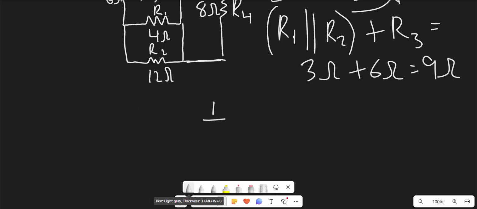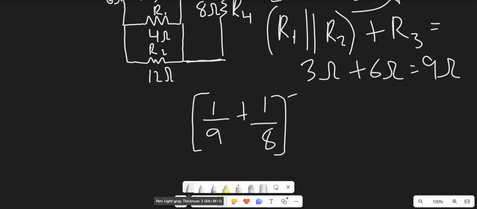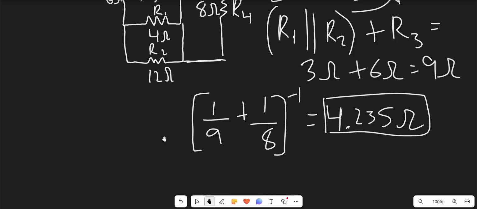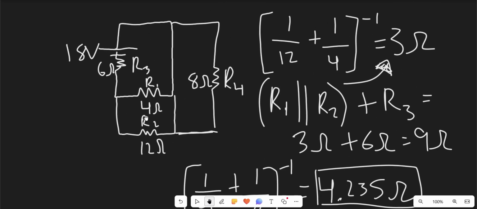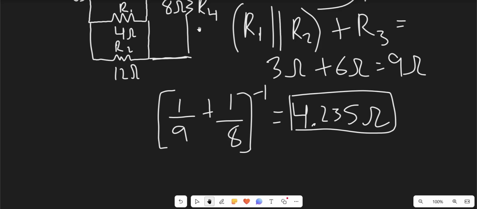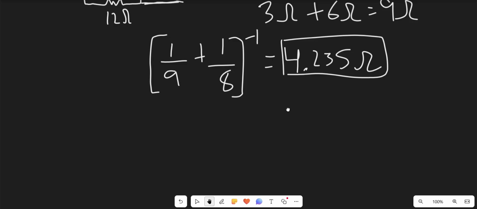So it's going to be 1 over 9 plus 1 over 8, raised to the minus 1 power, and that's going to give us approximately 4.235 ohms. So that's our total resistance in this parallel and series combination circuit. As you notice, as we added more resistors in parallel, the total resistance actually went down, because we had some pretty high value resistance like the 12 ohm resistor for R2 and the 8 ohm resistor for R4, but in the end we ended up with a resistance value that is less than any of those individual resistor values. So it's important to remember that in parallel circuits, resistance decreases as you add more resistors in parallel.